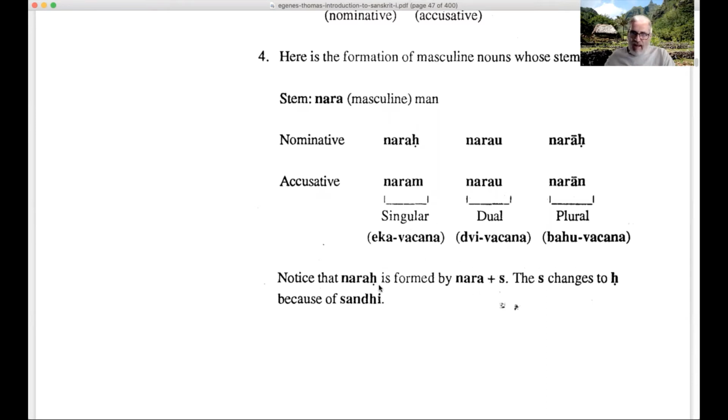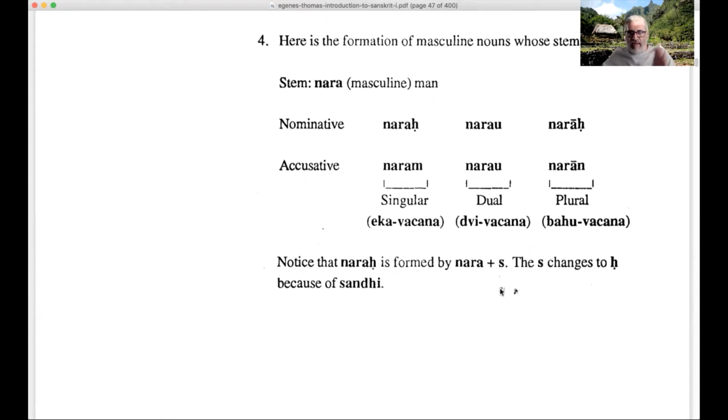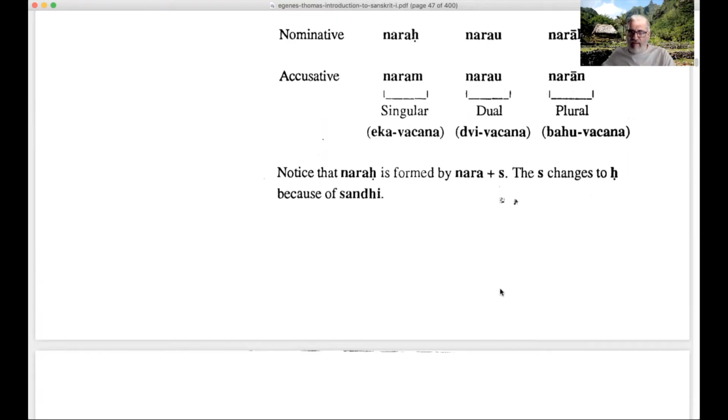Notice that naraha is formed by nara plus s. Sometimes people will say nara means a man. Sometimes people say naraha means a man, which is the nominative of nara. And sometimes people will say naras. It's the word naras, but the s changes by sandhi into a visarga, so it's naraha. We're not doing sandhi right now. We're just doing these case endings. Okay, so that's the basic grammar.